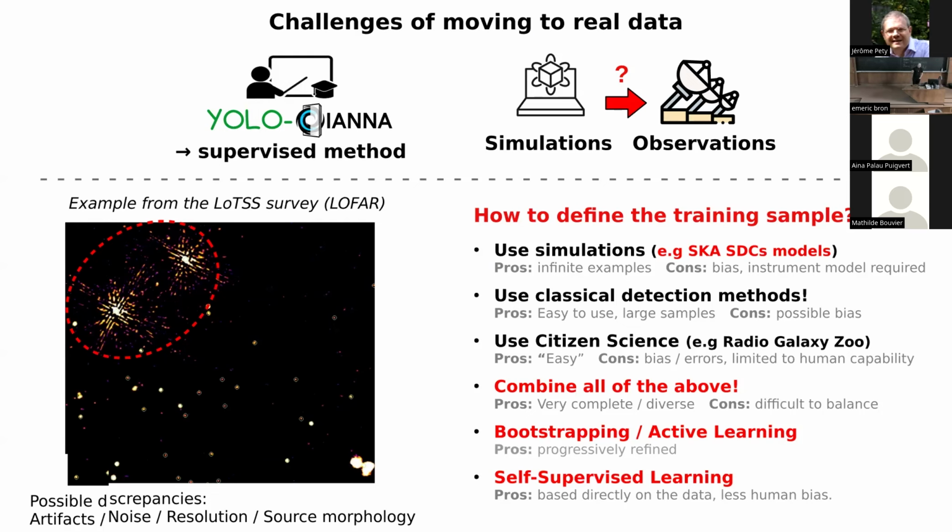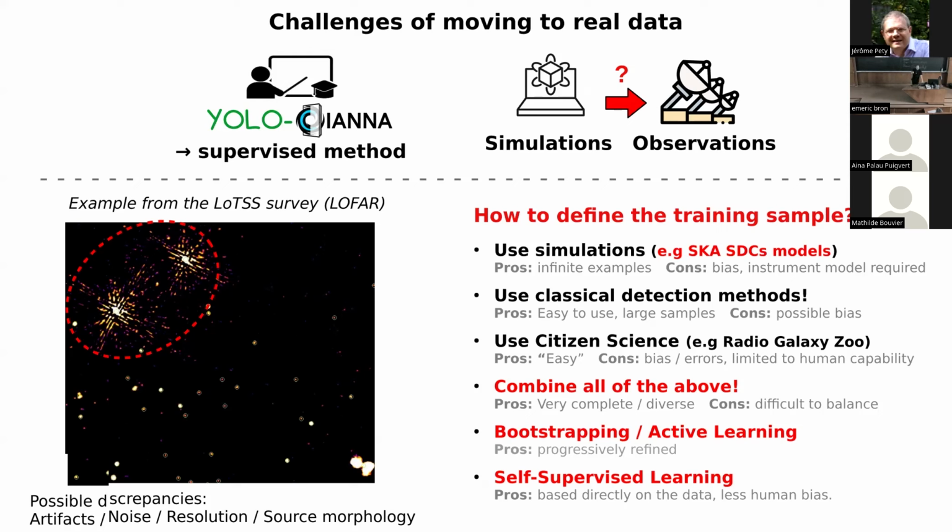We can use different techniques. So either we can use still simulation, but we will need to improve them by quite a lot. We could use classical detection method on real data and try to train on that, but we might inherit the bias of the classical method. We could use citizen science. For example, we have the Radio Galaxy Zoo project, where people are manually labeling the data, the images, and we could try to use that for training as well. Or we could try to combine all of the above, hoping that all the bias and specificities will compensate, but we have no guarantees of that. So the methods that we prefer are the two last ones.